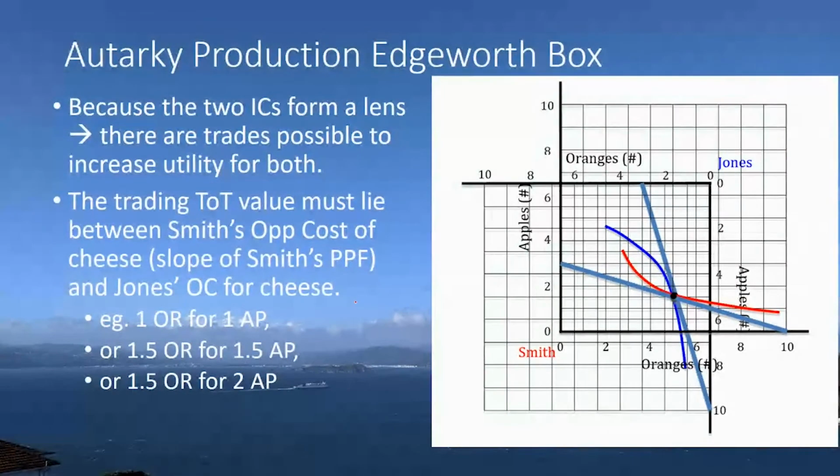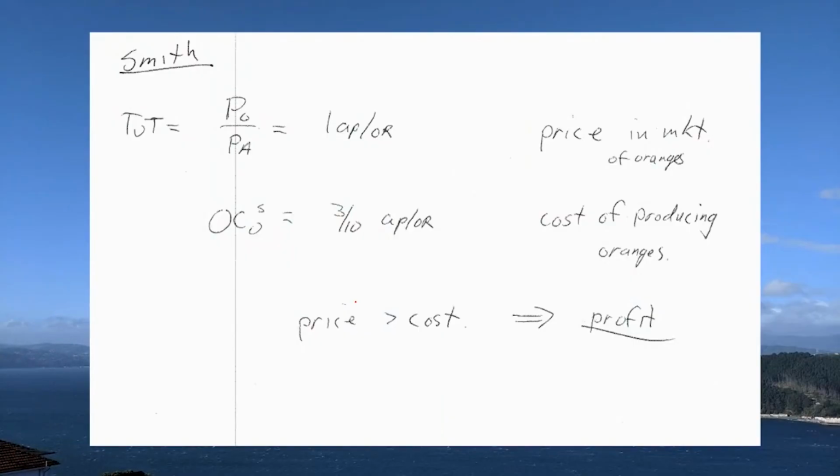But suppose Smith goes home and he reflects upon the trade that he made with Jones that particular day. And he says, you know what? I just traded with Jones 1 apple for 1 orange. PO over PA, my terms of trade, was 1 for 1. Right? And we were both better off. I was better off as a result of that. I'm Smith. I don't care about Jones. I just care about myself. But I was better off as a result of that.